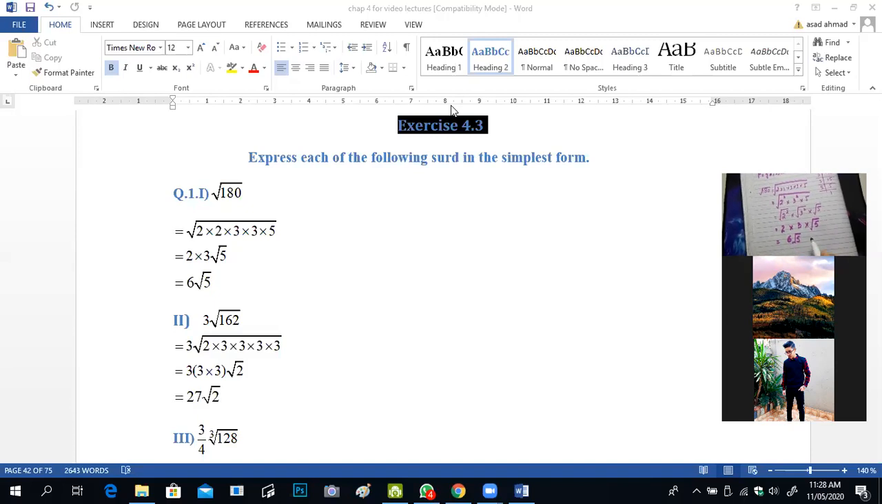Now the question is: is it a surd or is it not a surd? Listen, 6 is a rational number, it can be written in p over q form, but the square root of 5 is an irrational number. So this is rational and this is an irrational number.